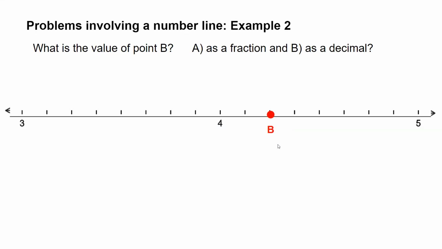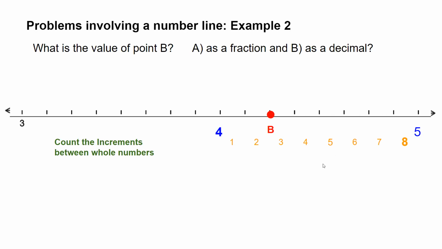Similar number line here, except we can see our increments are different. We have more increments between each number. We're focused on the 4 and the 5 because our answer will be between 4 and 5. And now let's count those increments again. 1, 2, 3, 4, 5, 6, 7, 8. Let's double check. 1, 2, 3, 4, 5, 6, 7, 8.